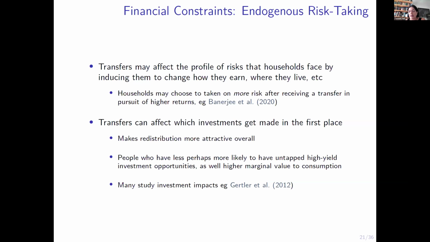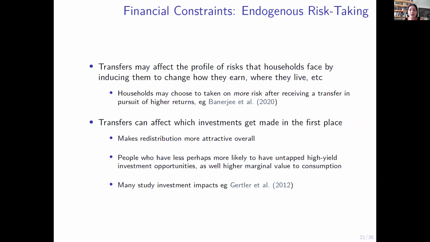The second piece is that transfers might even change the investments that get made in the first place, which makes redistribution more attractive overall. It may be the case that poorer people have more untapped high return investments around. We also know they probably have a higher marginal value of consumption. And so you could see them change the type of investments they make. And we do see this. There are quite a few studies showing the investment impacts of transfers.